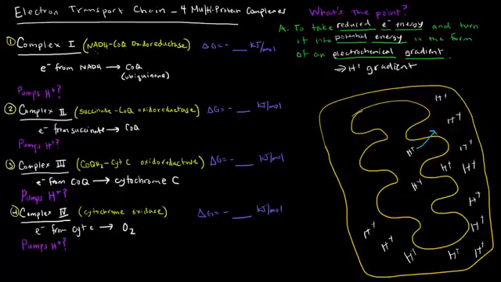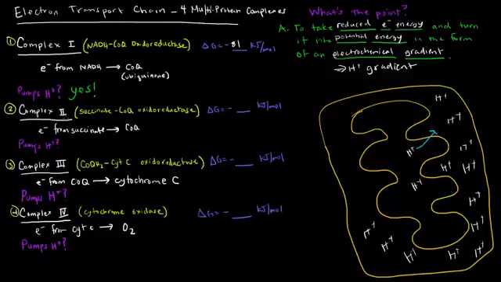So complex 1 actually does pump protons. So first of all, the answer is yes to this question. And how does it actually do that? Well, this series of redox reactions actually has a negative delta G. Specifically, that negative delta G, at least for complex number 1, is negative 81 kilojoules per mole. So that's highly exergonic, and that powers the pumping of these protons into the intermembrane space.